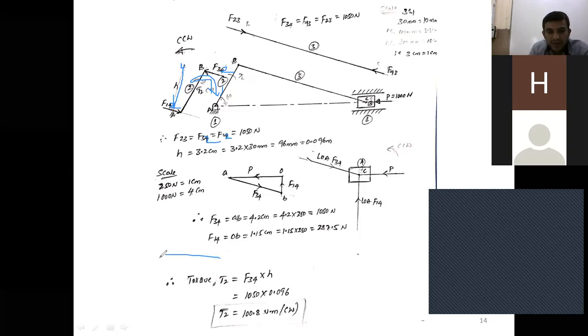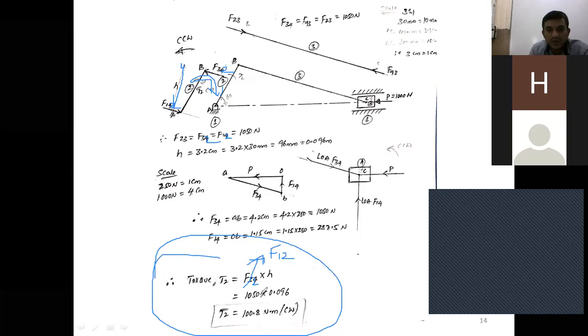After this, our aim is to determine what? A torque. What is the formula for torque? Torque is equal to force into perpendicular distance. What is the force here? F32 or F12, you take. Now this is equal to F12, that is equal to F32 into h.